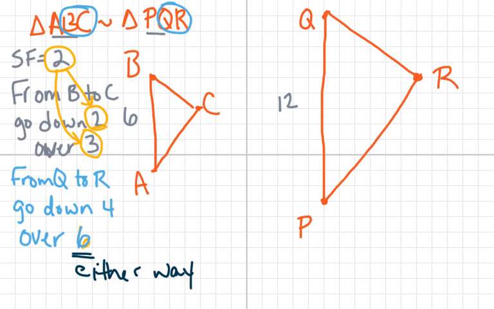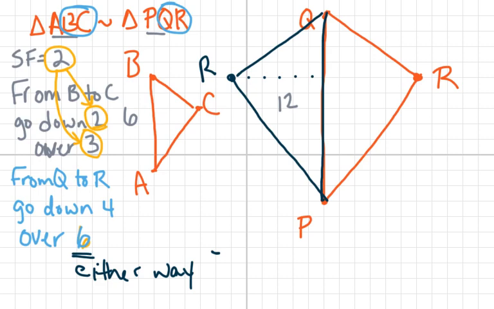So to get the other one, we still have QP here, and then from Q to R, I would go down 4 and over 6 the other way. So I would be right here. So this is another possibility for R. And those are your two answers. So let's go ahead and write the solutions.